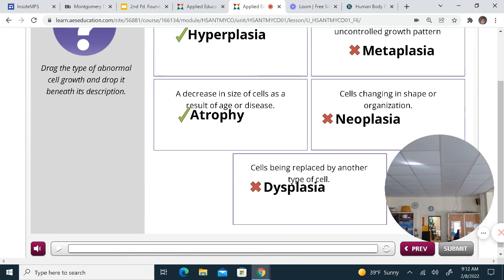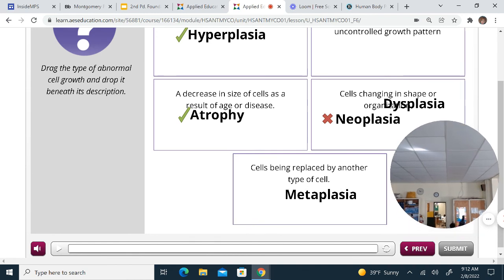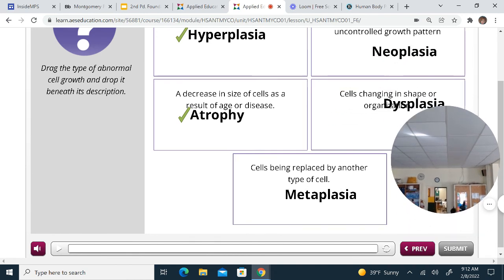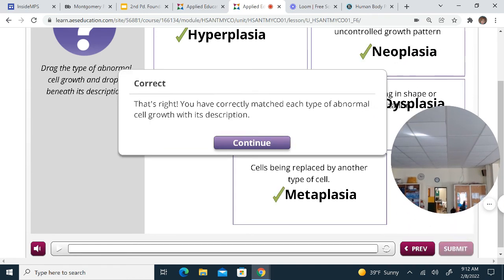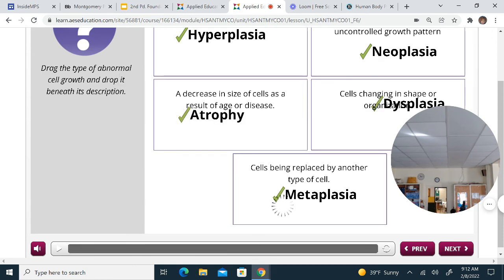Which way is 3 of them? Dysplasia for the shape here. So Metaplasia for type of cell. Right. And what atrophy is?